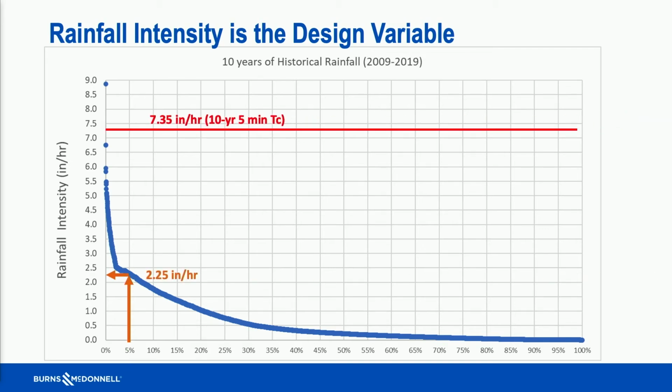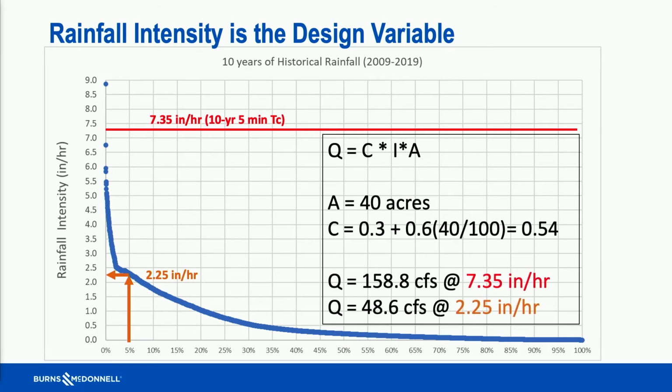What if we did a knee of the curve? What if I did the 95% intensity? Oh, look, I'm down at 2.25 inches. What does the design look like now? Okay, there's my complicated equation, of course, and look at the difference in Q. I went from 160 now down to about 50 CFS.